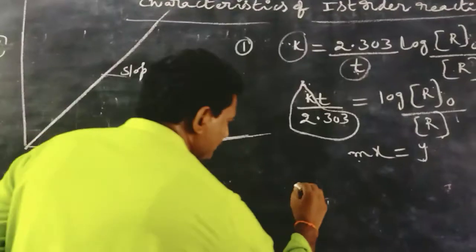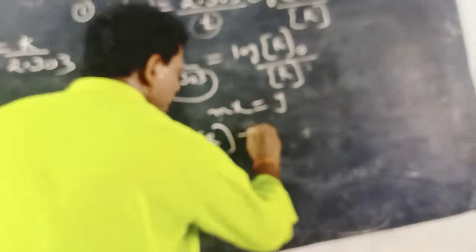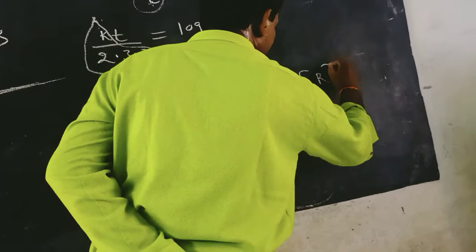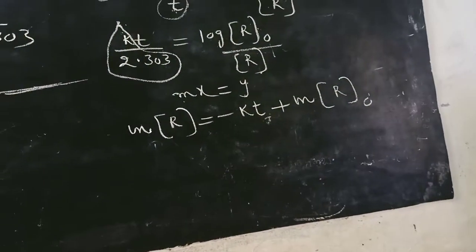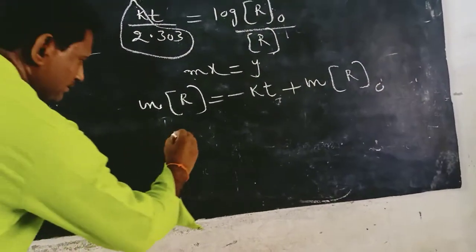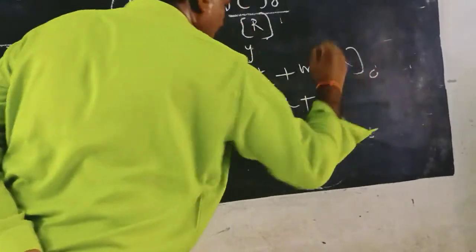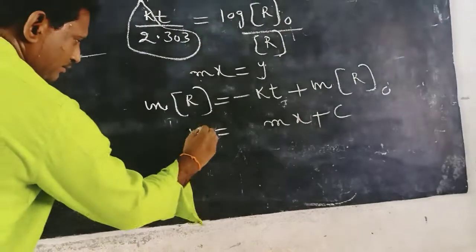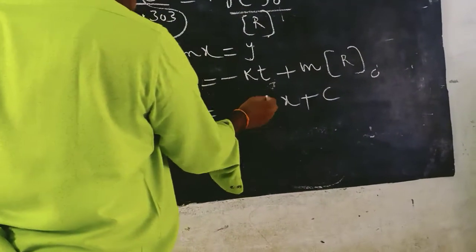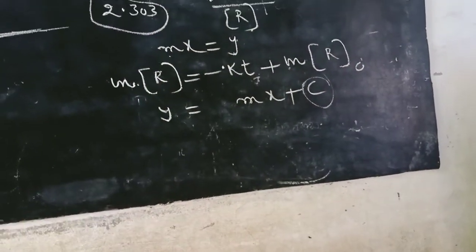Again, another equation is ln [R] = -kt + ln [R]₀. This equation is similar to y = mx + c. In this equation, the y coordinate is ln [R], m is equal to -k, and the intercept is equal to ln [R]₀.